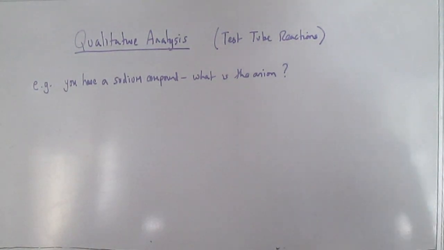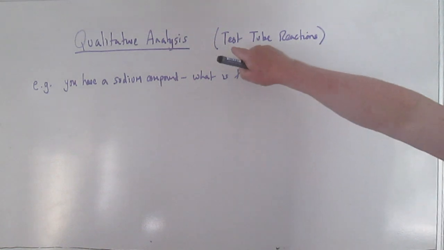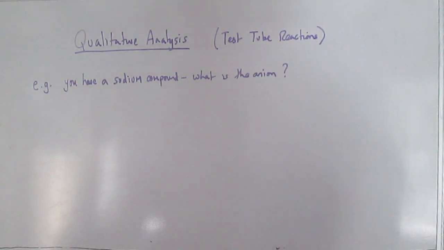Okay, so here's a simple example of a sort of question you might get. You might be told you've got a sodium compound and you've got to describe what tests you could do to try and figure out what the anion, the negative ion, is. And always in these questions it will specify test tube reactions. In other words, you can't do anything fancy. Nothing involving complicated things like measuring melting points or boiling points or doing spectroscopy or anything like that.